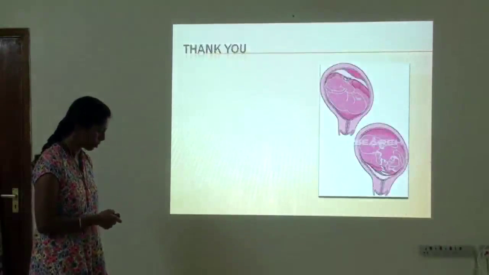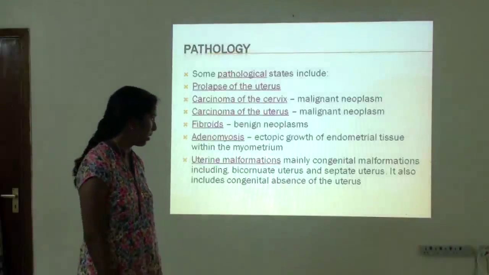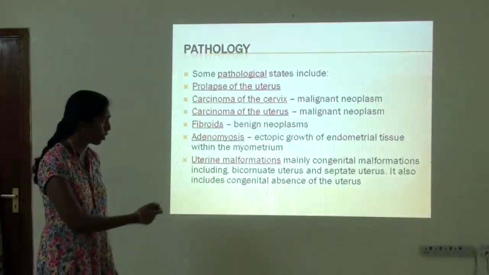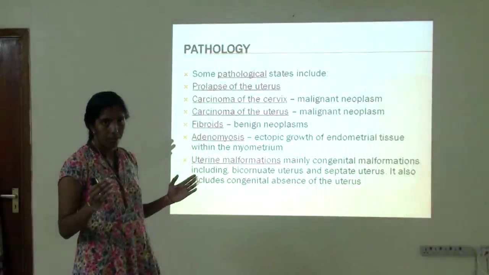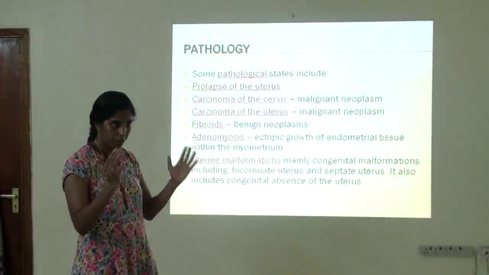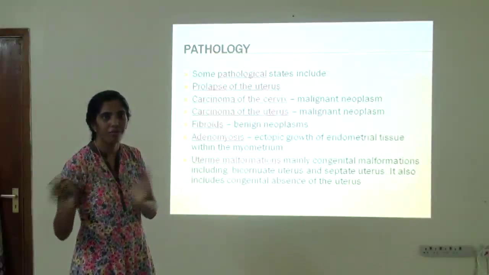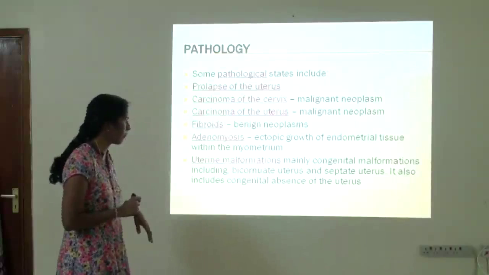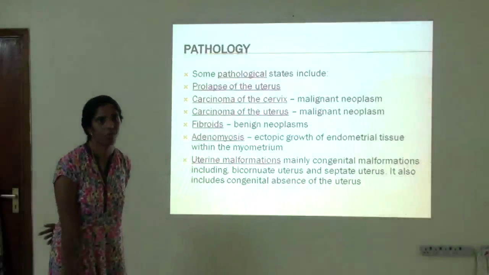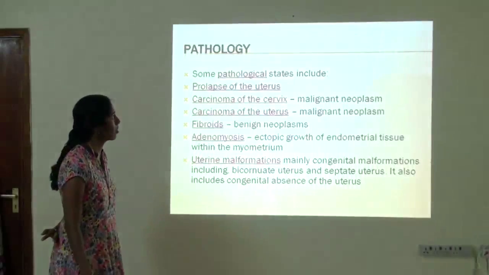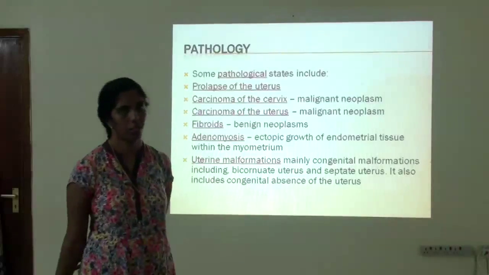Then you have certain uterine malformations. Congenital malformations can be there, which include the bicornuate uterus. Bicornuate uterus means the internal orifice is not fused, or you can see actually two uterine horns with one fundus. There are certain abnormalities, or sometimes there can also be a condition called absence of uterus. So these are all certain pathological states that can be associated with the uterus.